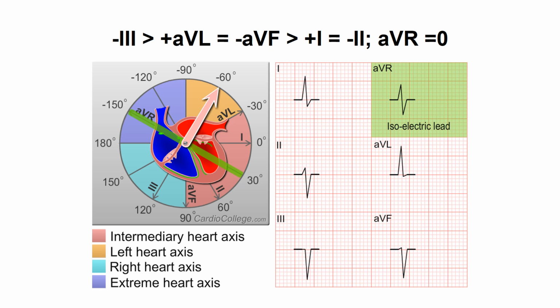Vector A lies on the negative part of the axis of lead 3 or is parallel to the axis of this lead. The angle between the positive part of lead 1 and the negative part of lead 3 is minus 60 degrees. So the alpha angle is minus 60 degrees.